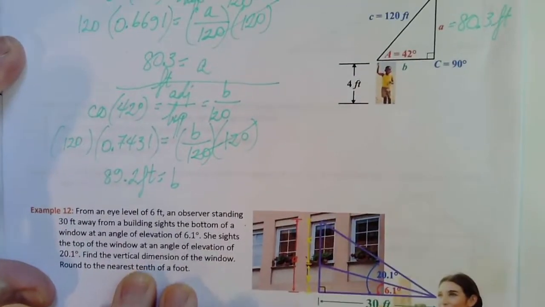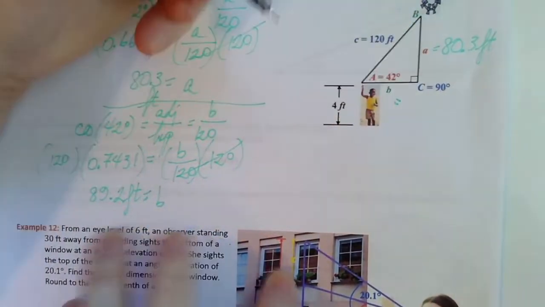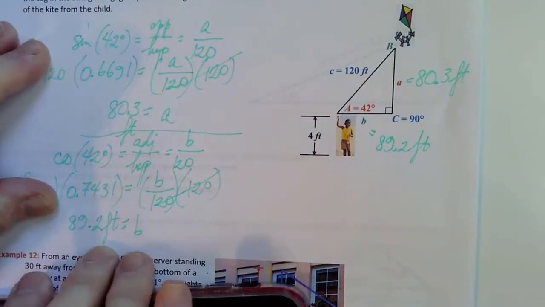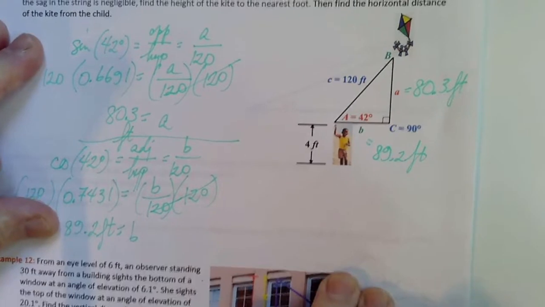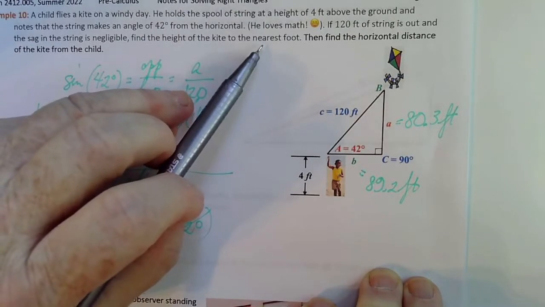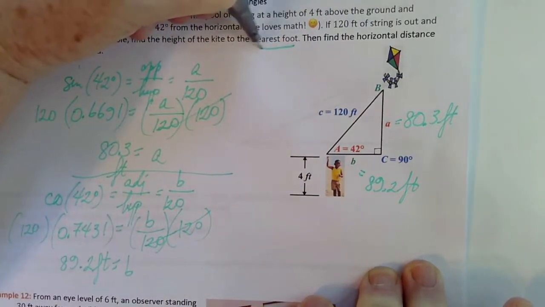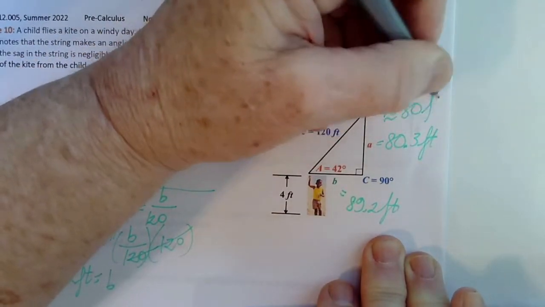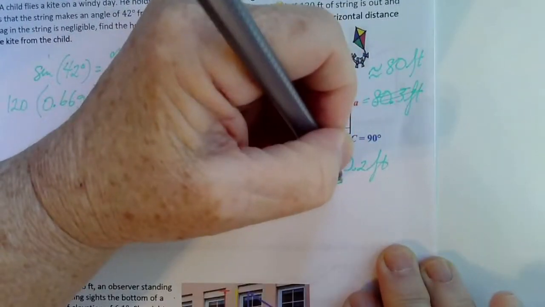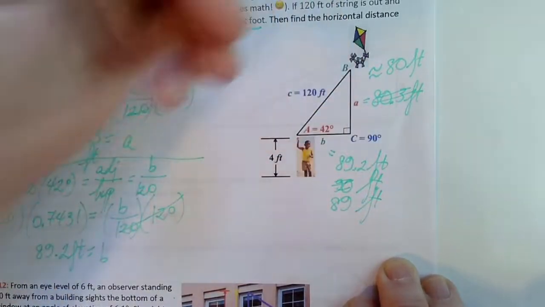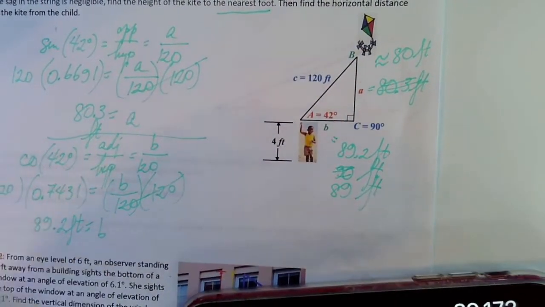All right, so now we've got the three sides of this triangle, 89.2 feet and 80.3 feet. Let's answer the question that was originally given. Oh wow, they wanted the height to the nearest foot. So we should round this to the nearest foot. So this will be 80 feet. And this will be 90. Oh no, this will be 89. It's because 2 is less than 5. Okay, so we've got 80 feet and 89 feet.